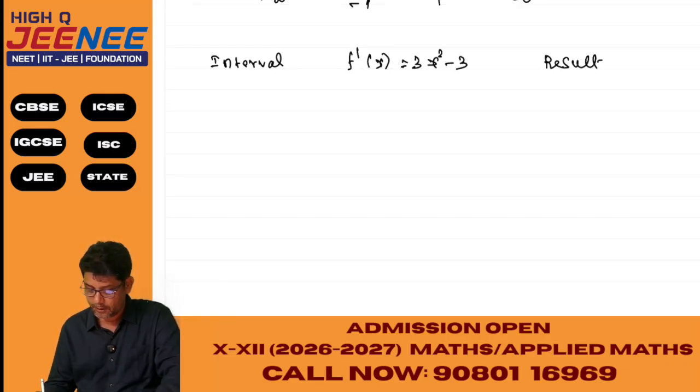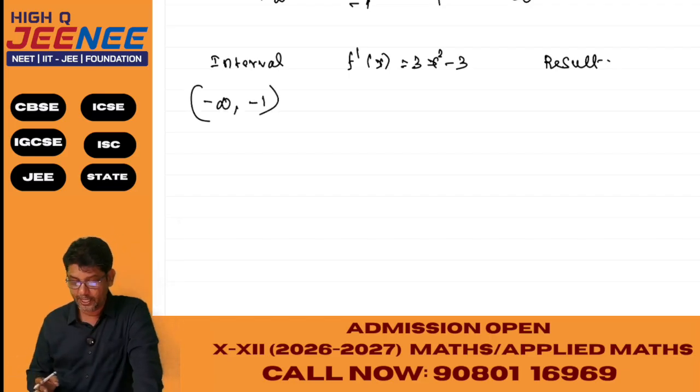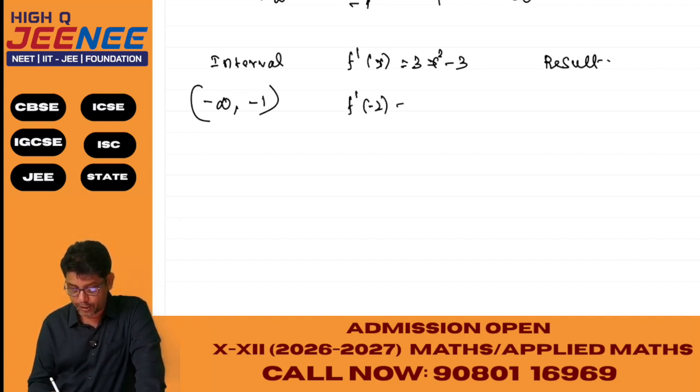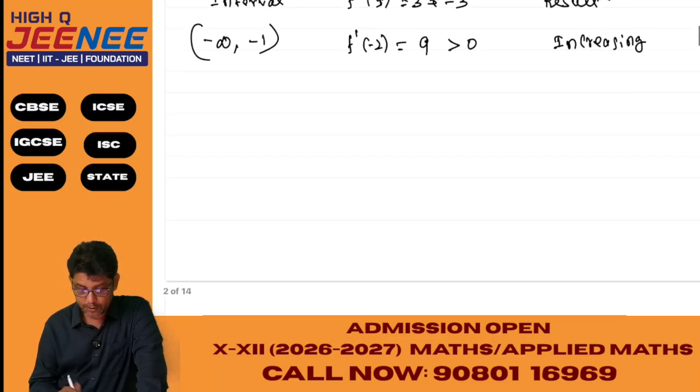And finally, the result. Now, the first interval is minus infinity, comma, minus 1. You take any point between minus infinity and minus 1. Can we take minus 2? f dash of minus 2. So what are you going to get? Minus 2, the whole square is 4. 4 3s are 12. 12 minus 3 is 9. Is it greater than 0? So what is the result going to be? Increasing.